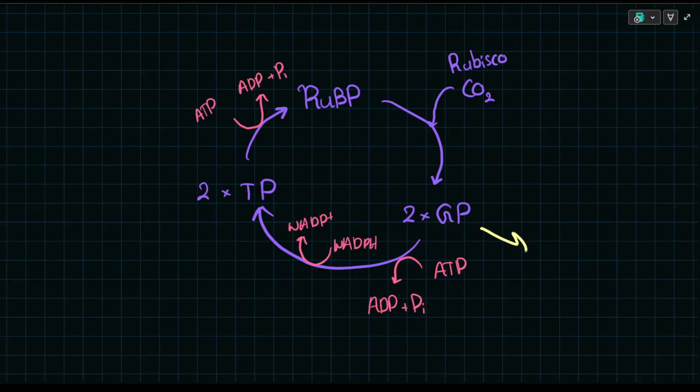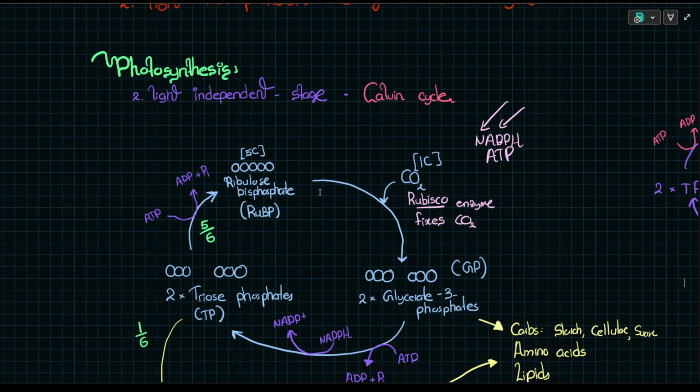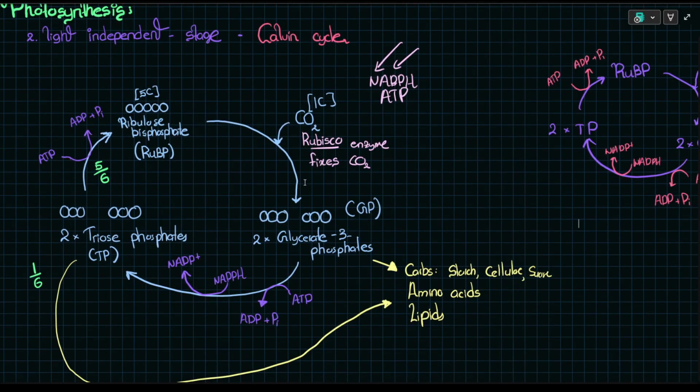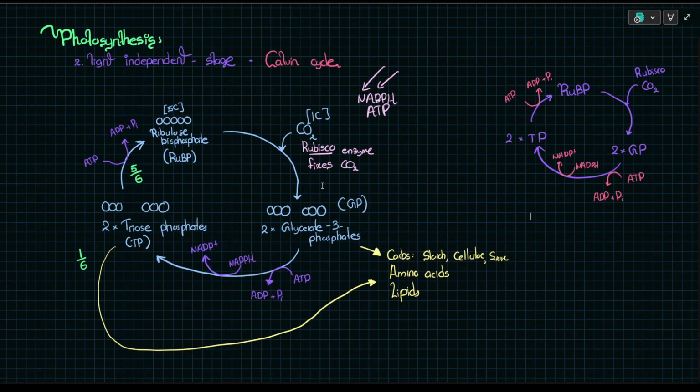Please do remember that GP is used to make all of the carbohydrates and all that stuff. And 1/6 of this molecule is also used for those purposes. Keep that in mind as well. That's not included in the shortened form. So all in all, overall, that would be the light independent stage of photosynthesis in a nutshell, with, of course, all the information that you have to know.